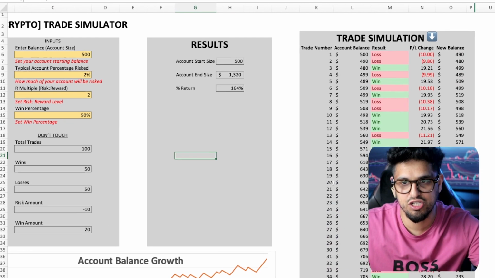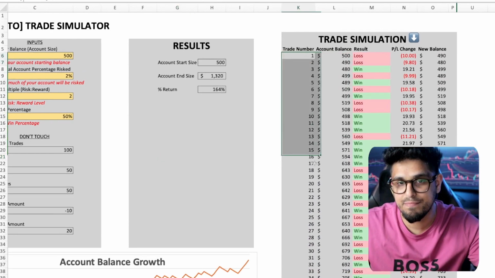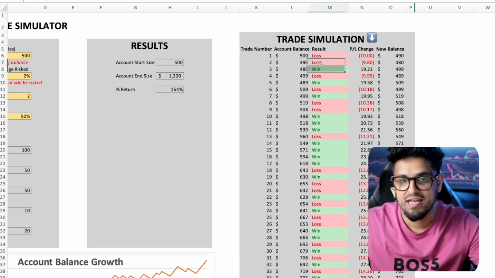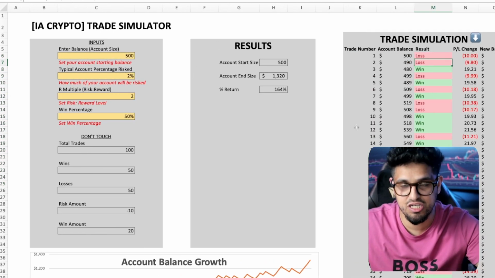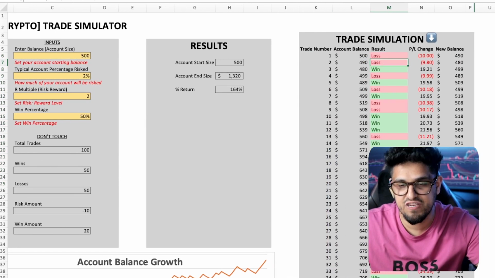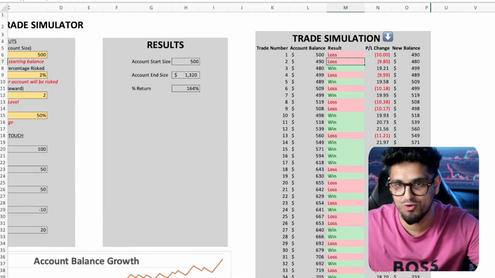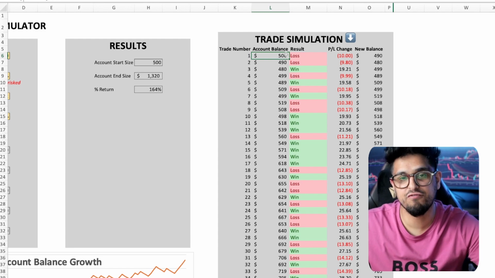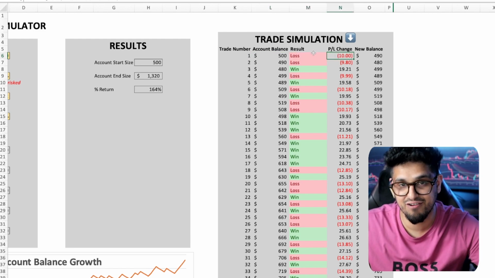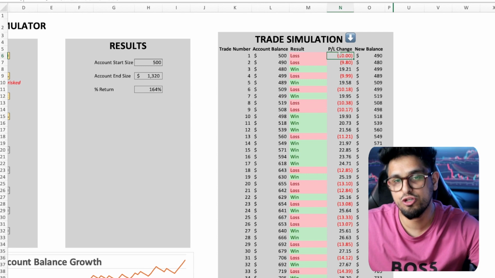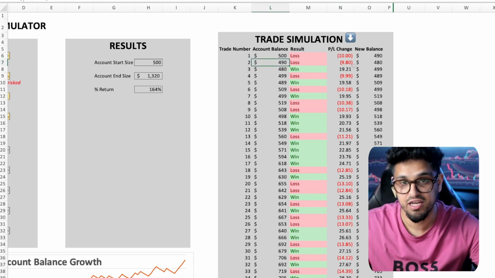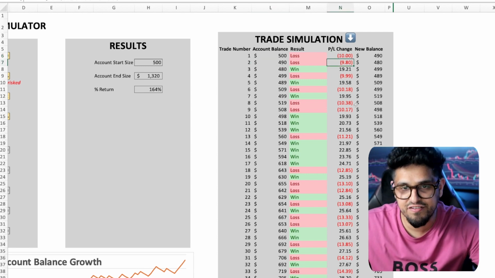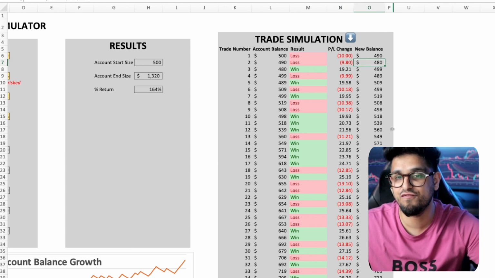So what this simulation does now is this simulation simulates 100 random trades. And 50% of the time, based on this percentage, you're going to win, 50% of the time you're going to lose in a random order. And you can see exactly here how your account changes. So you start your account with $500, you lose the first trade, right? Again, this is randomly generated, so you lose $10. Now you're sitting at $490. You lose again, so you lose another $9.80. So now you're sitting at $480 in the account.